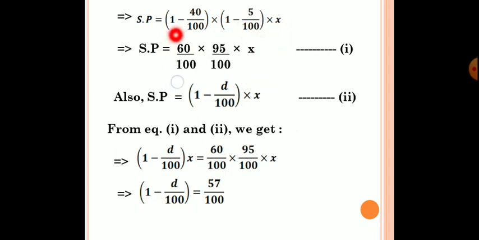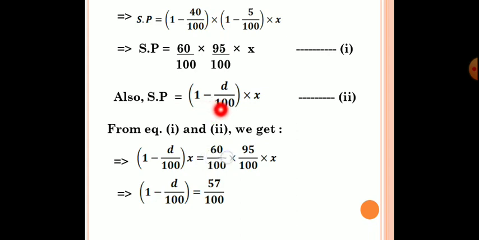So SP is equal to 1 minus 40 by 100 into 1 minus 5 by 100 into x. Now solving the first bracket, taking the LCM as 100, in the numerator I'll have 100 minus 40, which is equal to 60 by 100. Again, taking the LCM as 100, we will have 100 minus 5 in the numerator, which is equal to 95 by 100 into x. Now let it be the first equation. Again, we will take the same formula, that is selling price is equal to 1 minus d by 100 into x, because they have asked us to find a single equivalent discount.